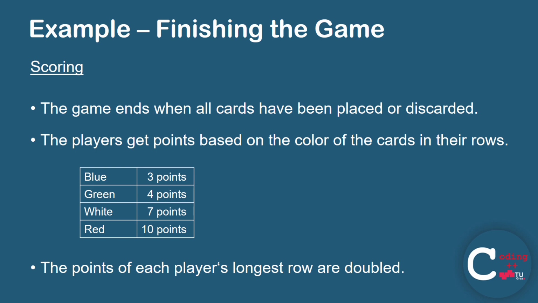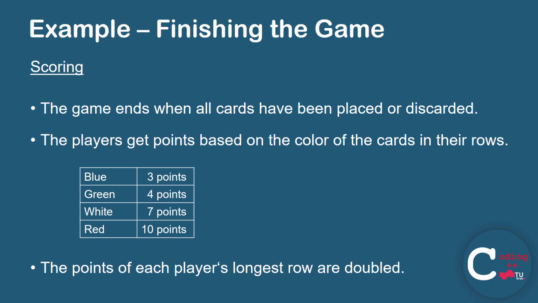Now, when all cards have been placed or discarded, so neither player has hand cards or chosen cards left, the game ends. And now there is a scoring. Players now get points based on the color of the cards in their rows. Each blue card is worth 3 points, each green card is worth 4 points, each white card is worth 7 points, and each red card is worth 10 points. Additionally, the points of each player's longest row are doubled.